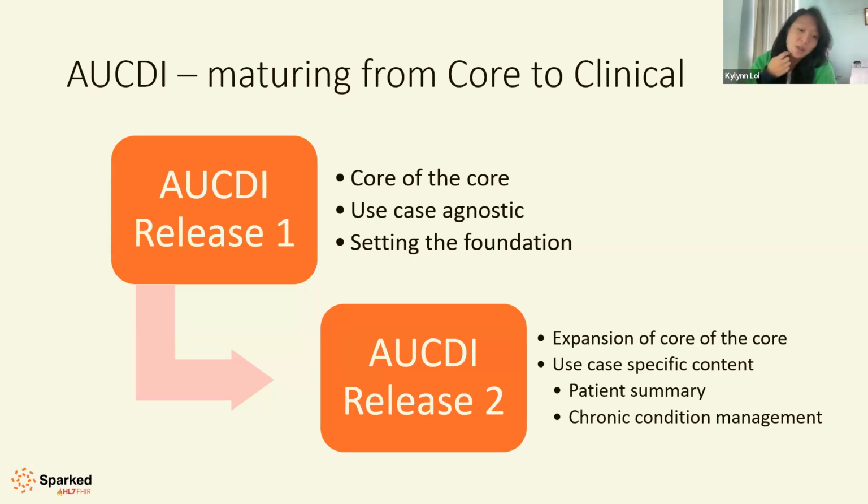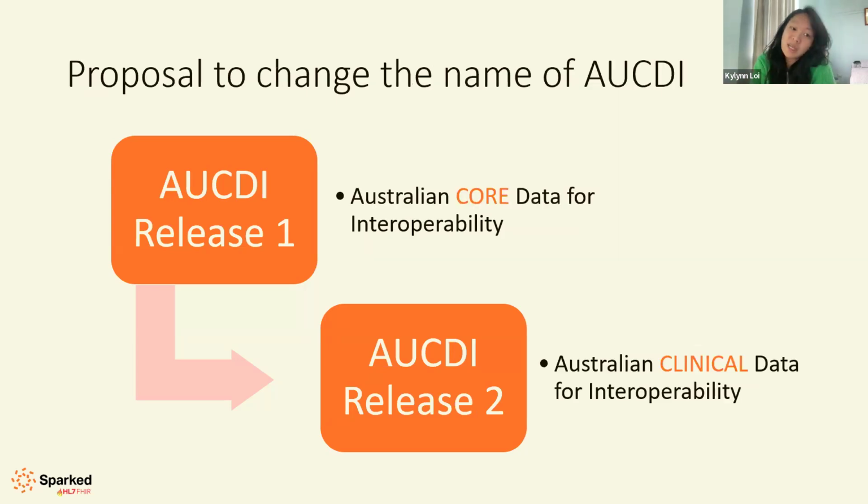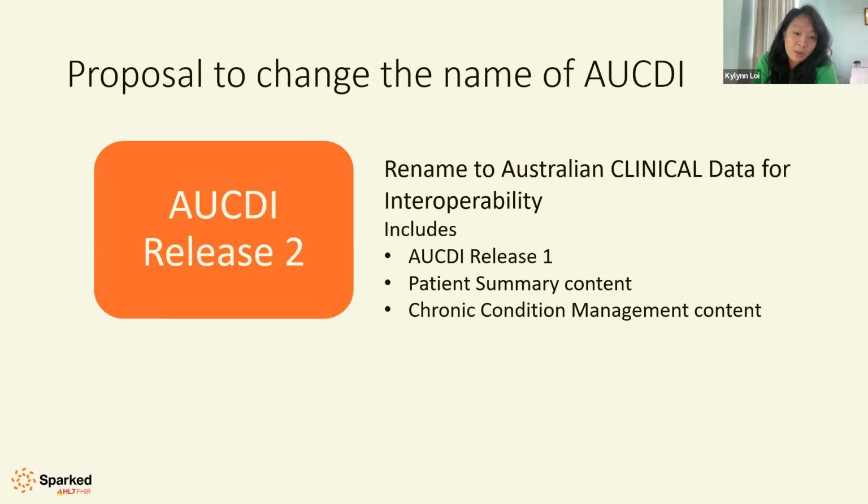So with that, if you just go to the next slide, we are looking to change the name of AUCDI from Australian Core Data for Interoperability to Australian Clinical Data for Interoperability. So keeping the same acronym, but moving a little bit away from the word core, and using a different word, clinical there. Next slide. Because AUCDI contains more than just core content. It's release 1, but it's also the patient summary and chronic condition management.